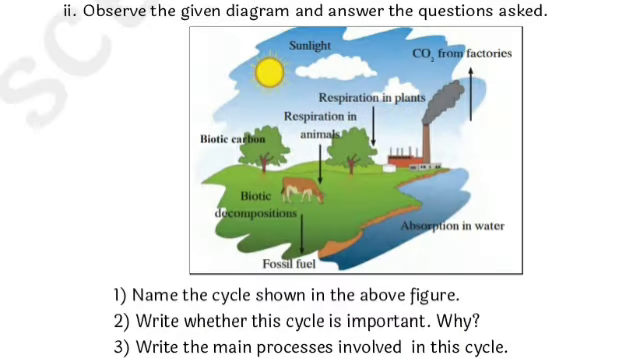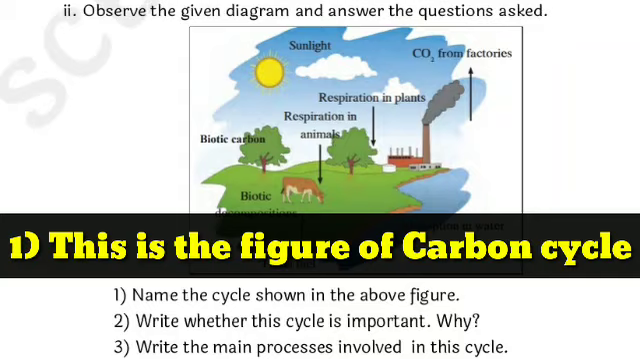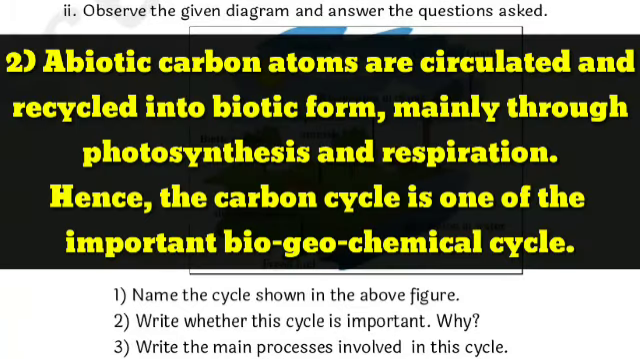Let's go to the last question. Question 2. Observe the given diagram and answer the questions asked. So friends, in that diagram they had given us sunlight, carbon dioxide from factories, absorption in water, fossil fuels, biotic decomposition, biotic carbon, respiration in animals and respiration in plants. And they had given us 3 questions on this figure. So let us start from the first question. Name the cycle shown in the above figure. This is the figure of the carbon cycle. Second question. Write whether this cycle is important.